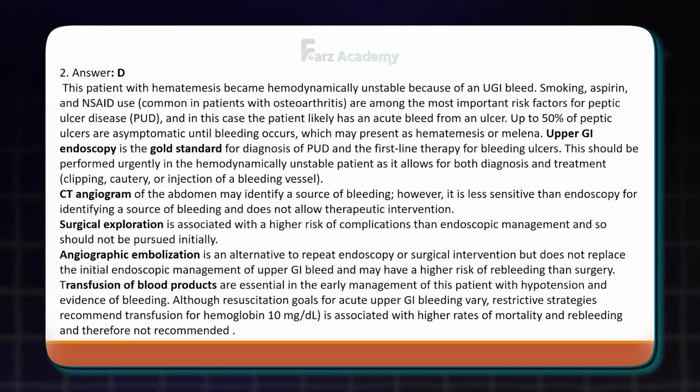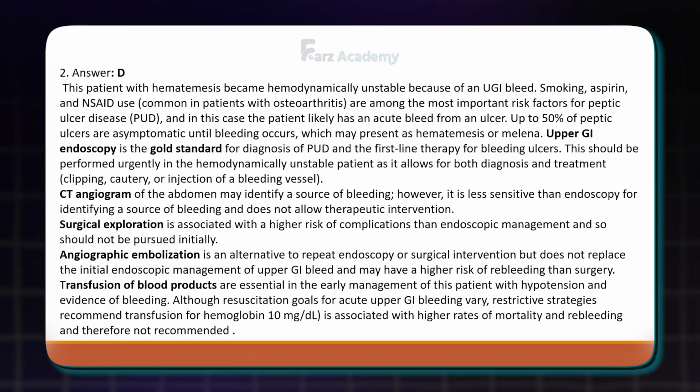Regarding angiographic embolization, many of you have answered this as an option. It is an alternative to repeat endoscopy or surgical intervention, but does not replace the initial endoscopic management of upper GI bleed and may have a higher risk of rebleeding than surgery. That is why endoscopy is always preferred. It's diagnostic and treatment. And the last option, transfusion of blood products, is essential in early management of the patient with hypotension and evidence of bleeding.